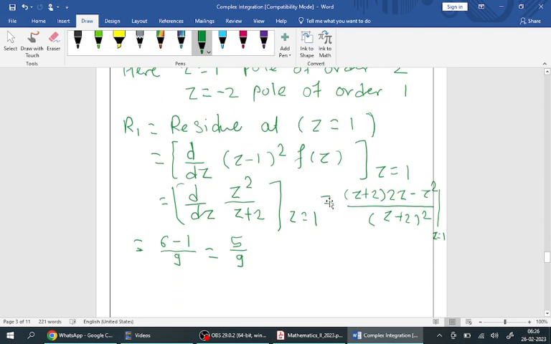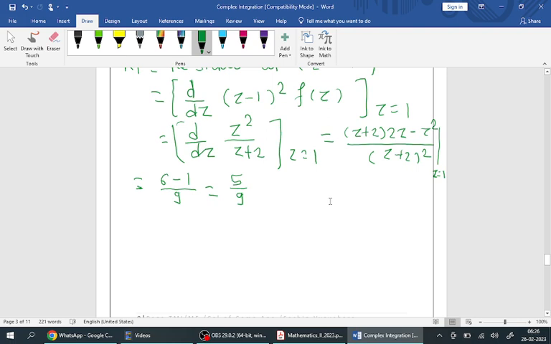Next is minus 2. Minus 2 is also a pole. So R2 is the residue at z equal to minus 2.